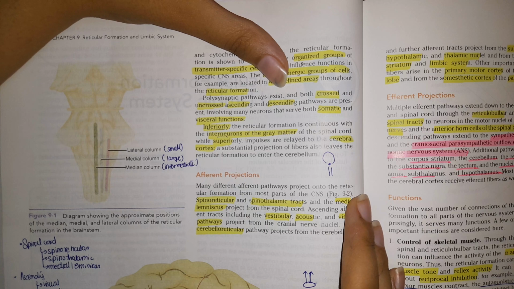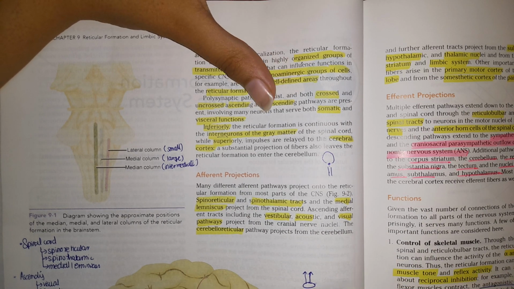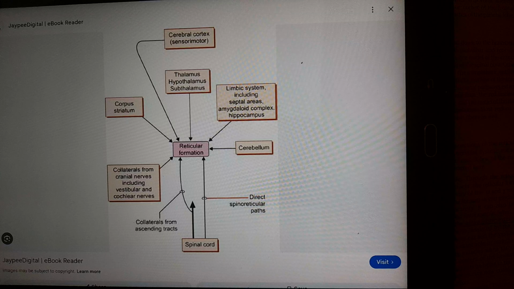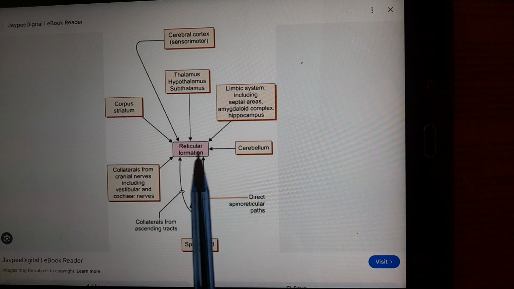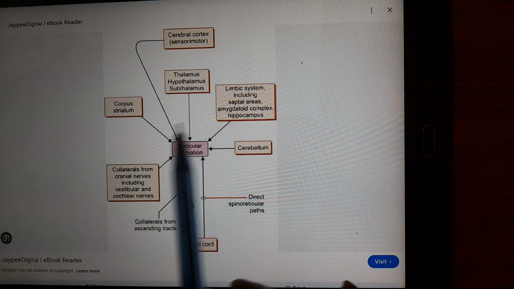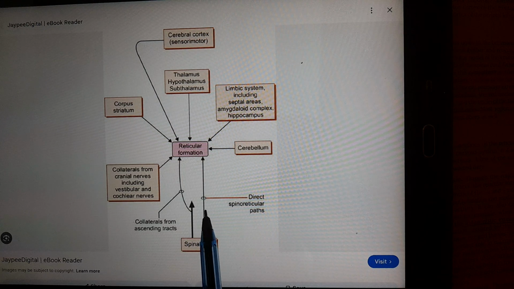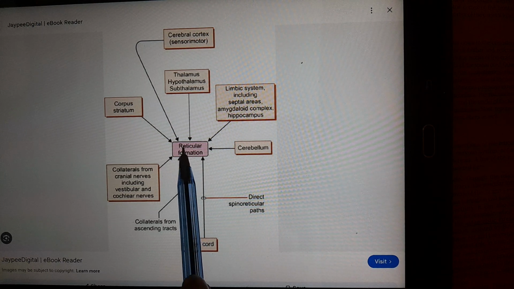To look at the afferent pathways of the reticular formation, we are going to have a look at a diagram. Let's move to it. First of all, as I told you, the reticular formation is going to receive impulses from the cortex and the spinal cord. So those are very important. From the spinal cord, the fibers are directly coming, which are spino-reticular fibers. They are emerging from the spinal cord going to the reticular formation.